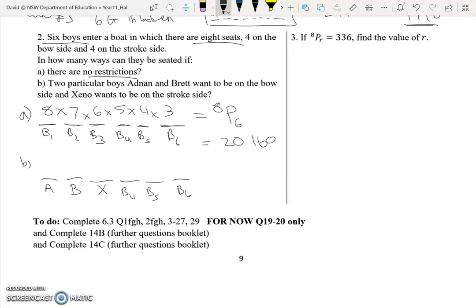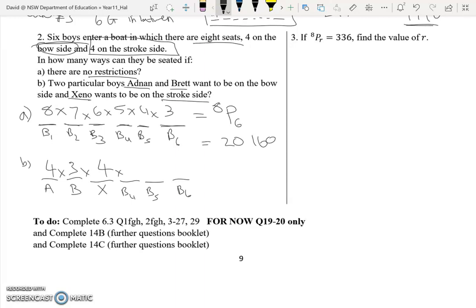So how many options does A have? He wants to be on the bow side. There's 4 seats on the bow side, so A's got 4 options. B, also Brett, wants to be on the bow side as well. One of the bow side seats is already gone, so there'll be 3 seats on the bow side left. Zeno wants to be on the stroke side. No one yet's taken a seat on the stroke side, so there are 4 seats left on the stroke side. So Zeno's got 4 options.